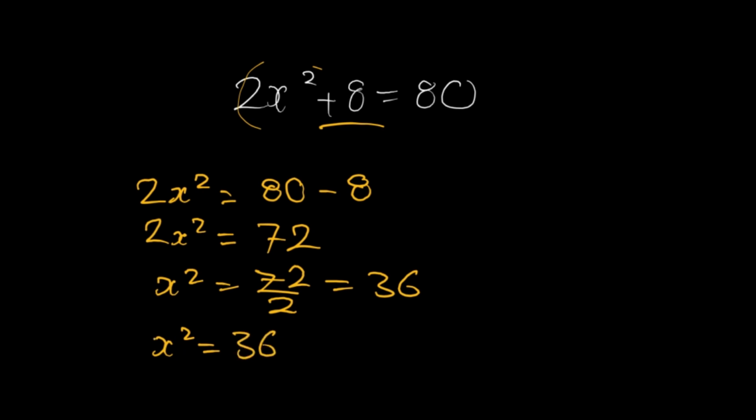So you find the square root of x squared, which will be x. And remember, whatever you do to one side of the equation, you do to the other. So to get x, you do the square root of x squared, and since you do that to one side, you do it to the other side. So then this becomes x equals positive or negative 6.